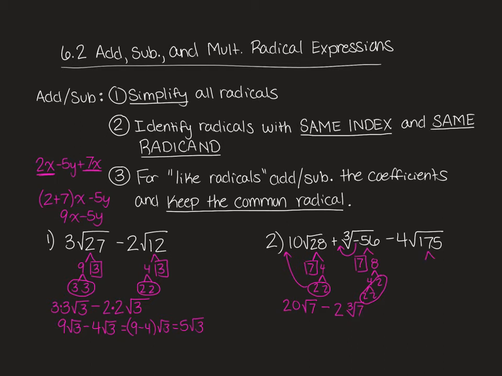and then we can break down 175. 5 and 35, 5 and 7. There's my group of 2, that's 1 left over. So the 5's come out and multiply with the 4, so we get negative 20 square root of 7. The only things that we can combine are the 20 square root of 7 and negative 20 square root of 7. We combine the coefficients, so 20 minus 20 is 0. So all we are left with is negative 2 cube root of 7. These cancel each other out.